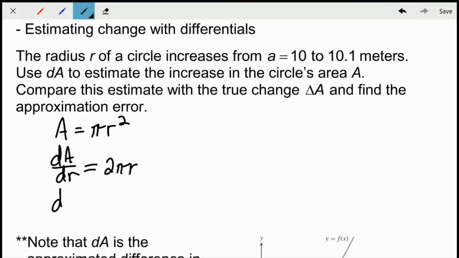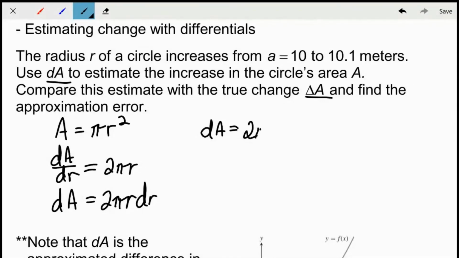And I also know when I solve for dA, dA is 2 pi r dr. So what that expression tells me is that my approximated change in the area is 2 pi times the radius times the change in the radius. So now it said use dA to estimate delta A, the actual change. So dA is just my approximated change in the area.